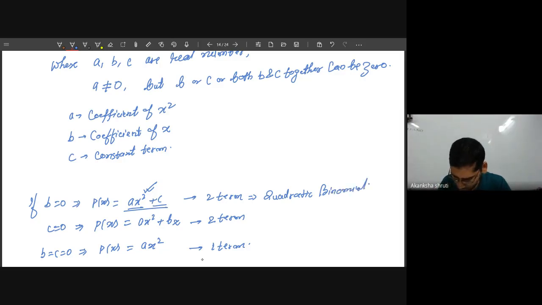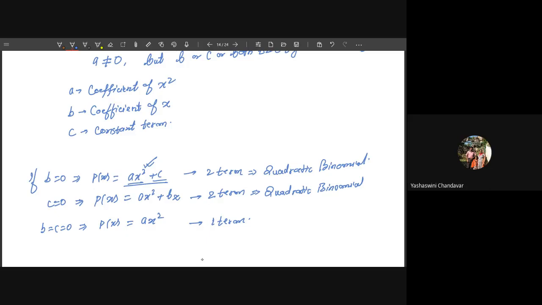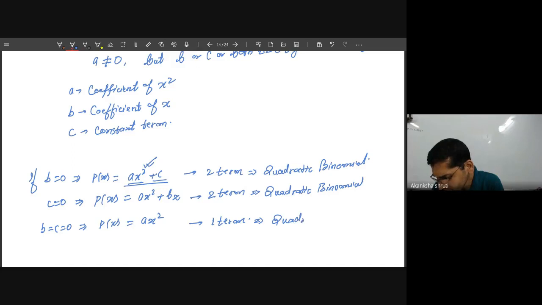Here again the two terms are there, and the highest power of variable x is 2. So it is quadratic. So it is also a quadratic binomial. Students, watch these videos carefully. Both b and c are 0. Here we are getting the highest power is 2, so it will be quadratic, but it will be monomial.